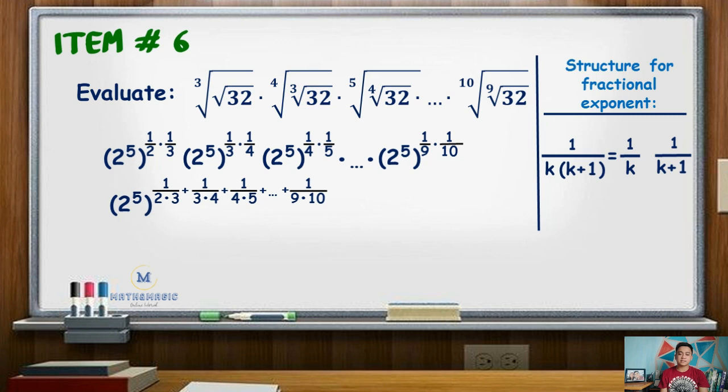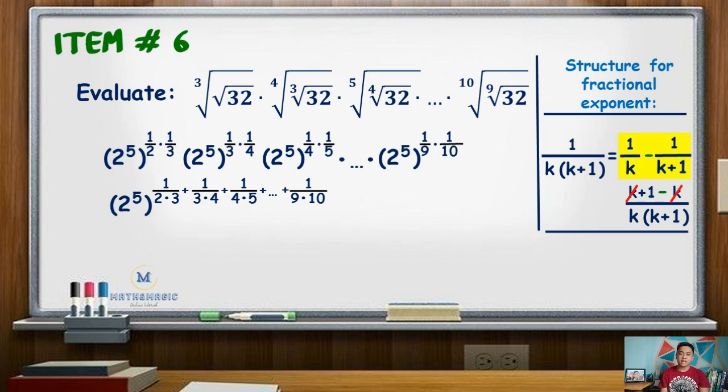Since the LCD is k times k plus 1, divide that by k, and we'll have k plus 1 times 1, that is k plus 1. Then for 1 over k plus 1, if we divide the LCD by that binomial, we'll have k. The operation that we could use here is subtraction so that we could remove the variable. Hence, we will now have the original structure, which is 1 over k times k plus 1.